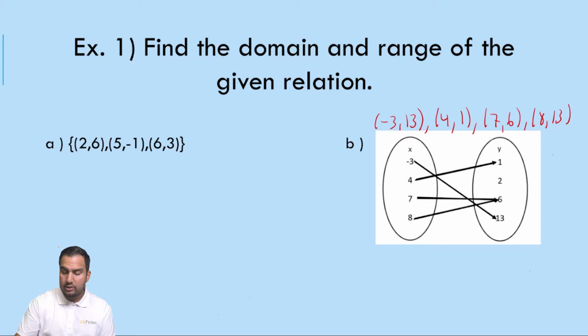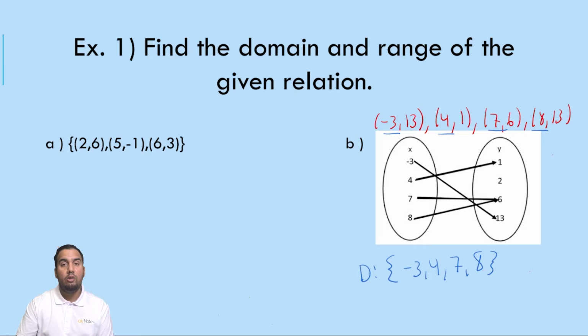How do I do it again? Domain stands for D. Domain is all of the X's. So take a look at all the X's that you have that you're using on the coordinate points. It's -3, 4, 7, and 8. And then follow it by doing the range. Same concept. Range is all the Y's. So that's 13, 1, 6, and 13.